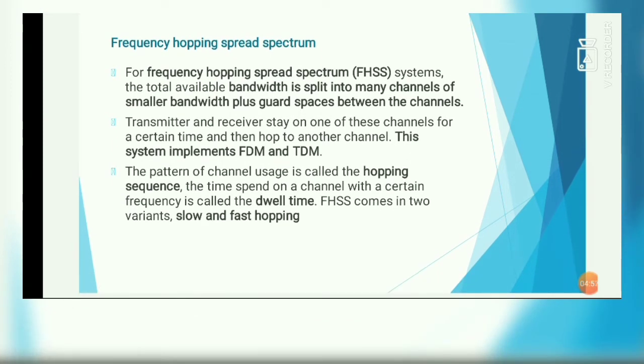For frequency hopping spread spectrum, that is FHSS systems, the total available bandwidth is split into many channels of smaller bandwidth plus guard spaces between the channels. The transmitter and the receiver stay on one of these channels for a certain time and then hop to another channel. This system implements FDM and TDM. The pattern of channel usage is called the hopping sequence. The time spent on the channel with a certain frequency is called the dwell time.